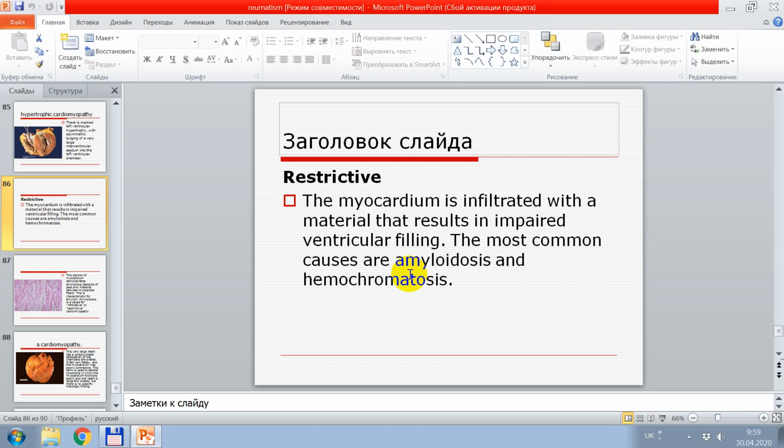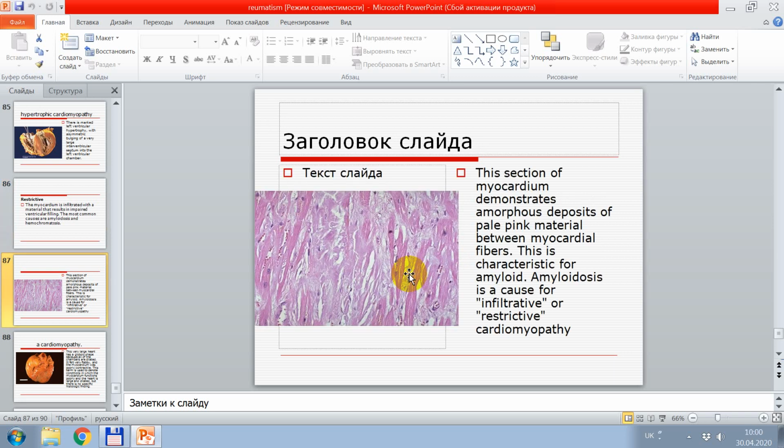Restrictive cardiomyopathy. The myocardium is infiltrated with a material that results in impaired ventricular filling. The most common causes are amyloidosis and hemochromatosis. These are the histological signs of myocardiopathy. This section of myocardium demonstrates amorphous deposits of pale pink material between myocardial fibers. This is characteristic for amyloid. Amyloidosis is a cause for infiltrative or restrictive cardiomyopathy.